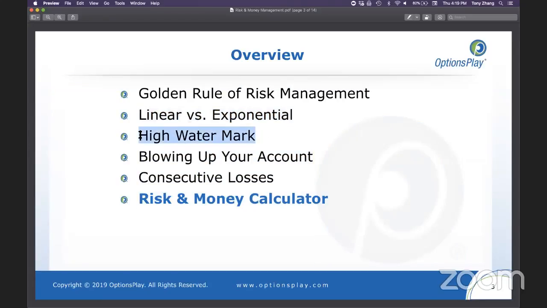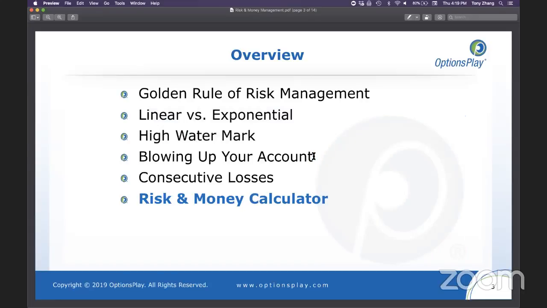I'll talk a little bit, once we have a better understanding of what an exponential function is, then we're going to talk a little bit about the high watermark, why that's so important to understand, because that helps you define what should be your absolute drawdown that you can sustain in an account before it becomes almost unreasonable to recover from that drawdown. So those are some of the things we're going to discuss here today.